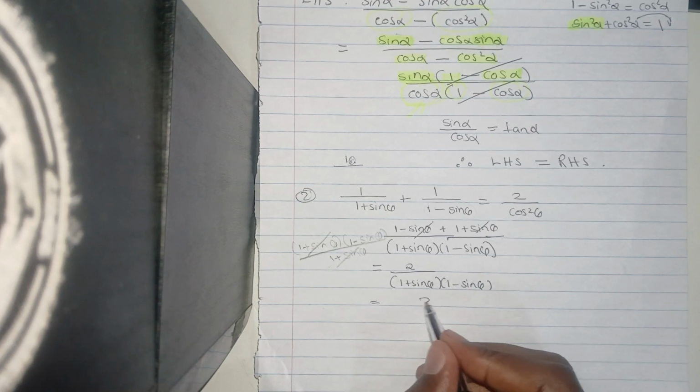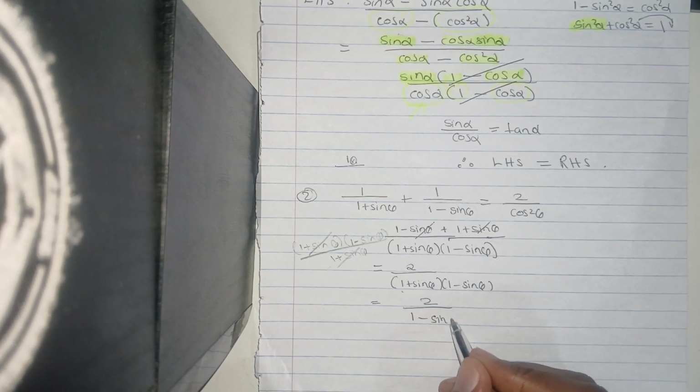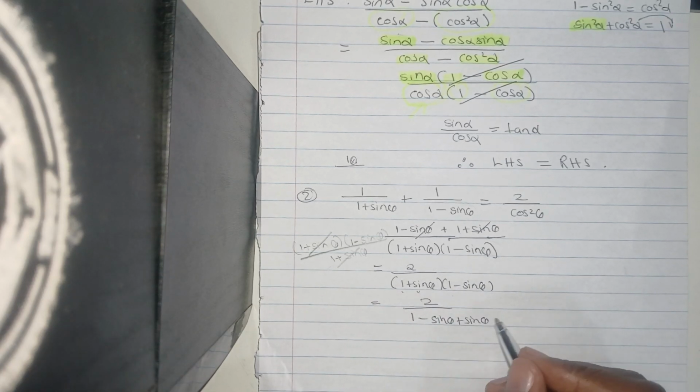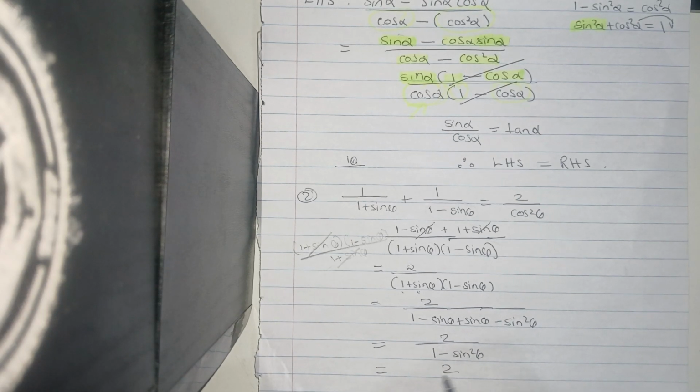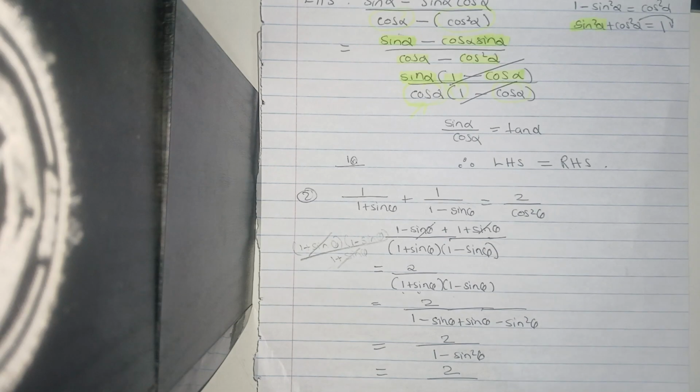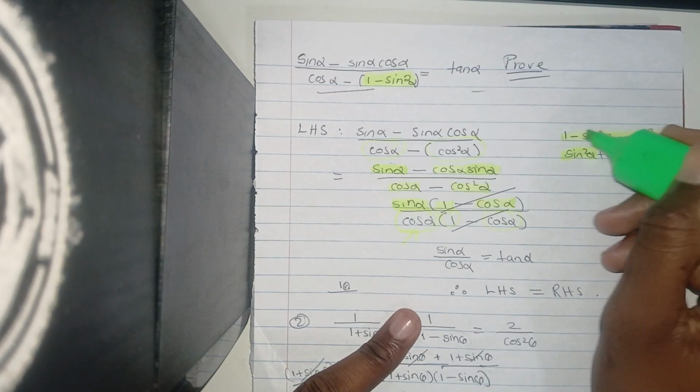So now 2 over 1 multiplied by 1, then 1 multiplied by minus sine theta is minus sine theta, plus sine theta multiplied by 1 is plus sine theta, and sine theta multiplied by minus sine theta is minus sine square theta. Then from there, 2 over 1 minus sine square theta. And 1 minus sine square theta is equal to what? As we talked about it here, right?